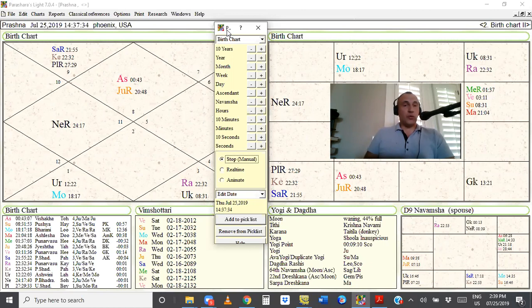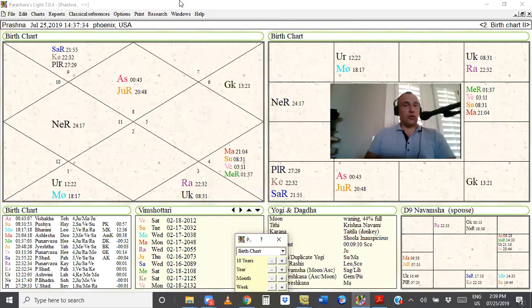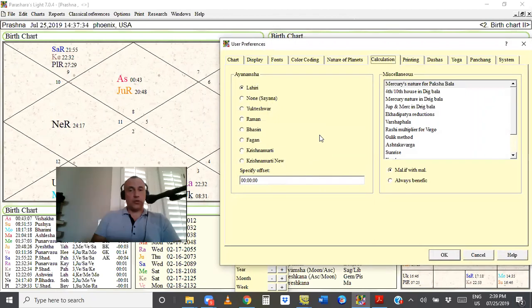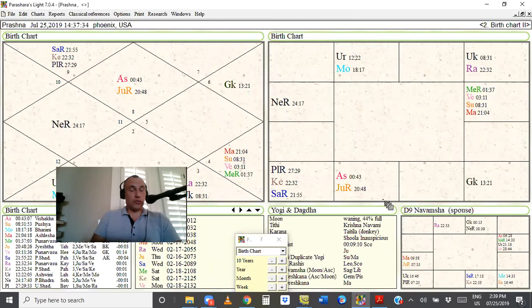And to be honest with you, I just use the formula for Gulika that's in Parashara's Light. That's the software I use. When you go to options, calculation options, it does give you a couple of options for the Gulika method, and I use the ending of portion. This is where it shows you how lazy I am. I haven't really played around with it. This is the default, I believe, and that's what I use, and it seems to produce good results.